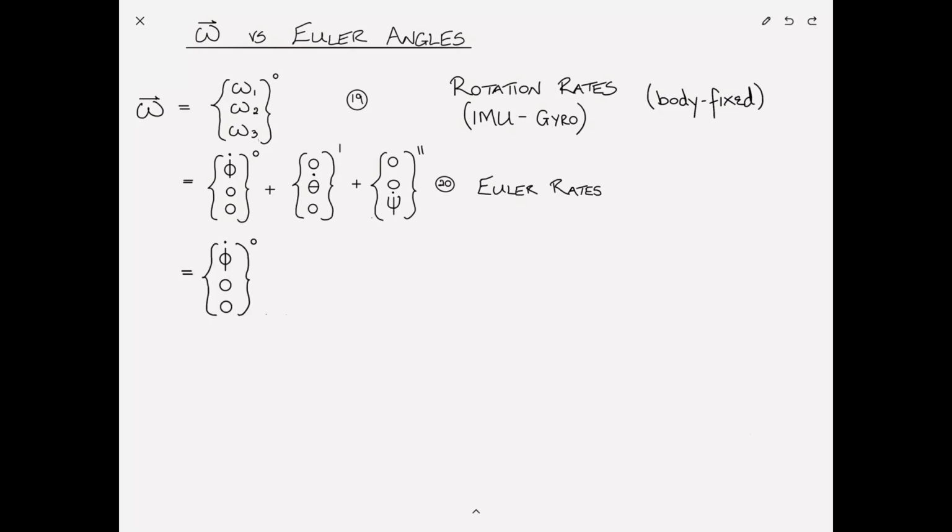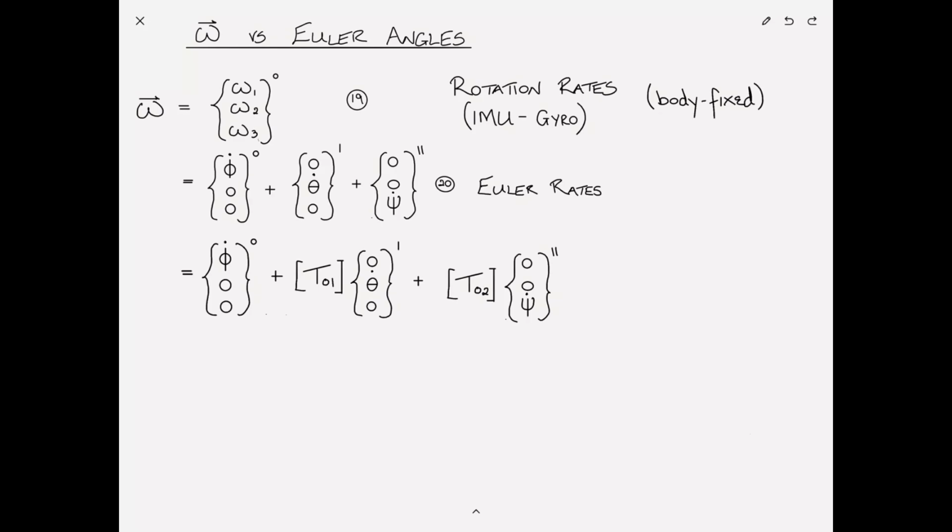Of course, we don't need to do anything with the phi dot. That's already in the 0th system. But the theta dot, we just need to multiply by the transformation t01, which transforms from the 1 to the 0 coordinate system. And then similarly, in the case of psi dot, we'll use t02 to go from the 2 to the 0th system.